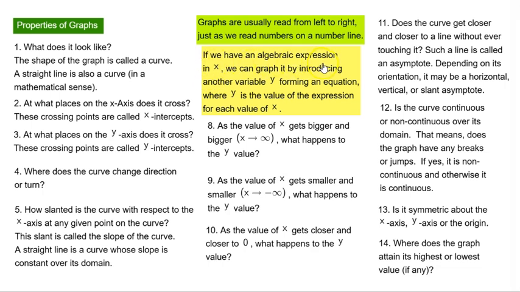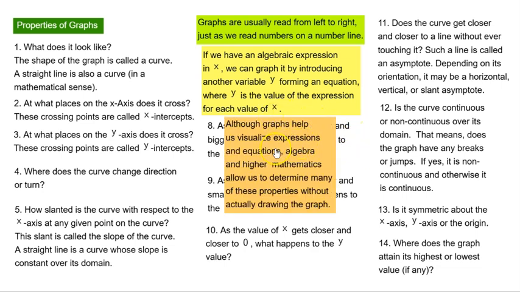If we have an algebraic expression in x, we can graph it by introducing another variable y, forming an equation where y is the value of the expression for each value of x. So if you are given an expression, say x square plus 2x plus 3, then you just put another variable: y is equal to that expression.